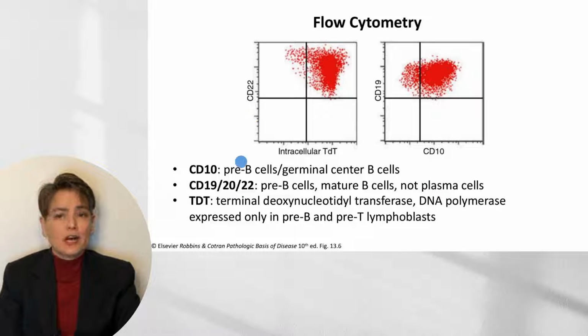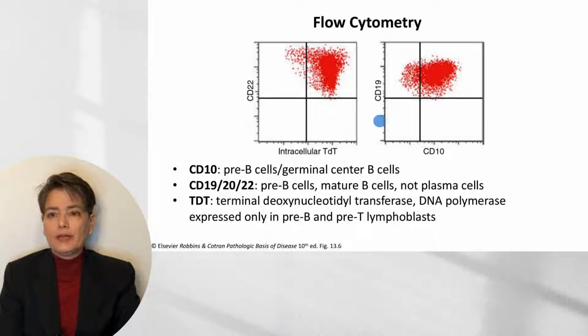So here we have flow cytometry, in which we send these cells past lasers, which can recognize both surface and intracytoplasmic proteins. So what we can see here is this is looking at two of these. One is CD22, which we've already described as a B-cell marker, and intracellular TDT, which is terminal deoxynucleotidyl transferase, a DNA polymerase expressed only in our pre-B and pre-T lymphoblasts. So this population up here will be the positive, and here's the positive. So you can see here we have a population that's positive for B-cell markers as well as TDT.